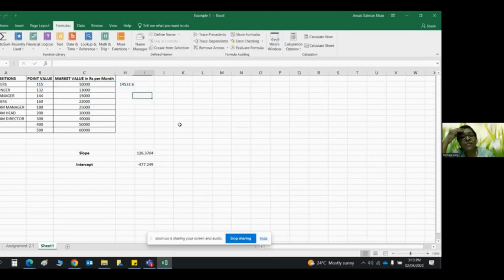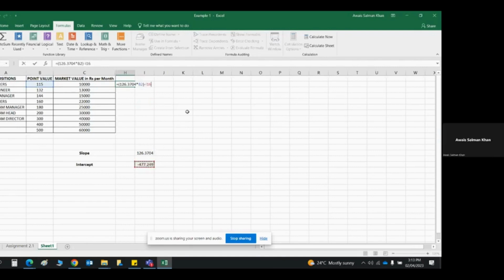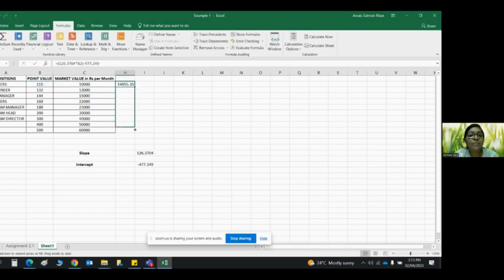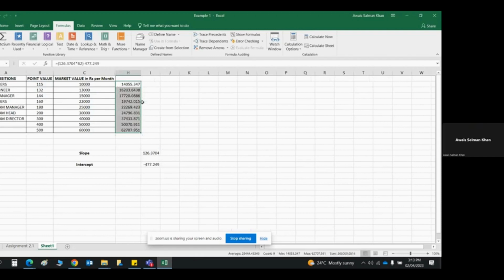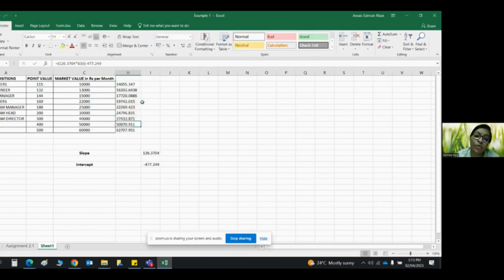Minus 477.249. Should I get the formula, or should I put the number? Put the value now, 477.249. Does it affect the output selecting the cell value? Now you can drag it. Got it? Yes. So now you are very clear.